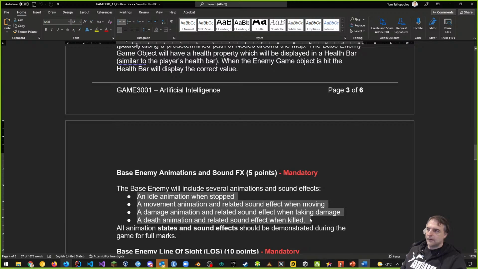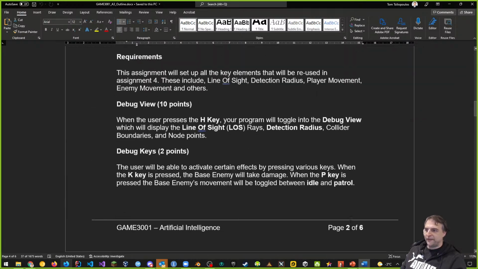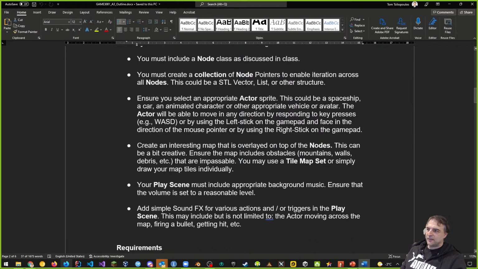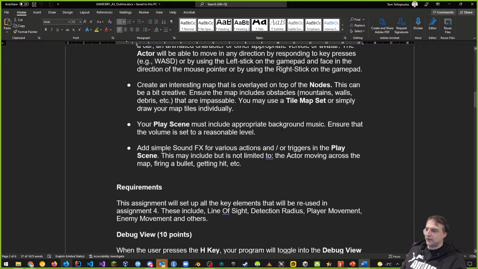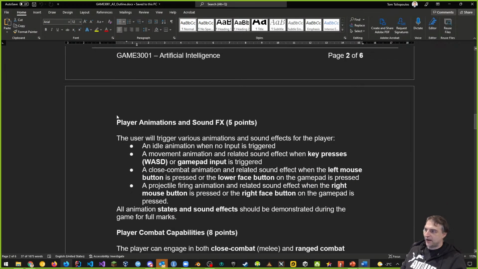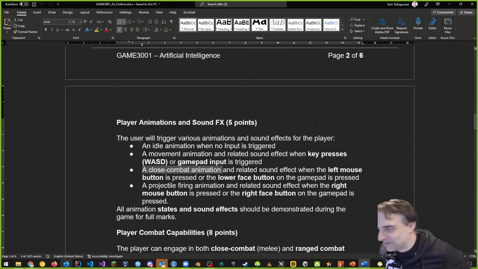These are all possibilities when it comes to making a spaceship, if you wanted to use this scenario that we're talking about here. If I was going to be challenged to do what we've asked you to do, as we said, select an appropriate actor sprite, and it could be a spaceship or something else, but then we ask you to do something like, well, the actor requires some kind of player animations, some kind of idle animation with no input triggered, a movement animation, and a close combat animation. Well, I don't know about you, but no spaceship I know can close combat, right? It doesn't work like that.